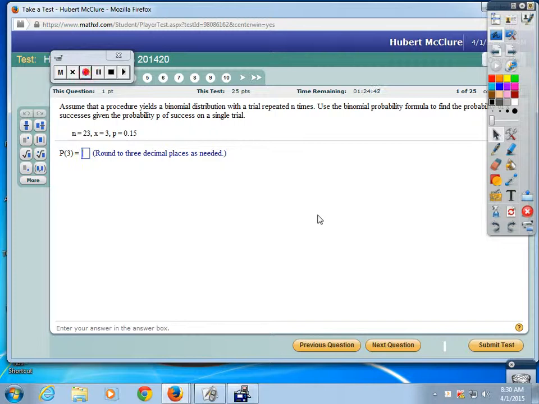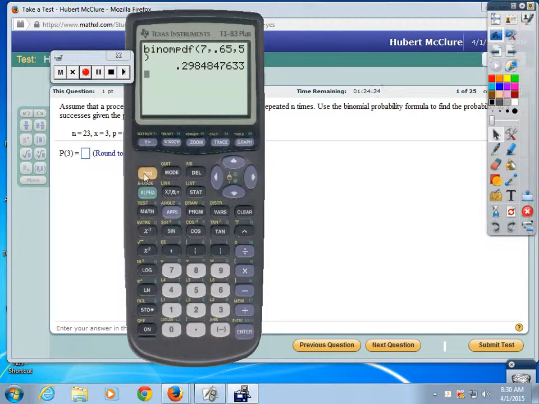Oh, look at there. They put them right back to back. Thank you. Not supposed to do that. N, P, and X. 20, 23, 0.15, and 3. So you take your handy dandy calculator. All right. Save yourself some time.